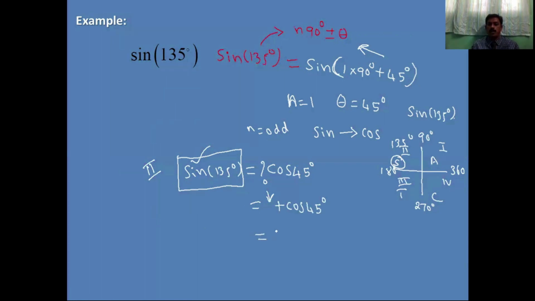Using the above table, we can write the value as 1 by root 2. Therefore, sine of 135 degrees is equal to 1 by root 2. So this is the way we can write the angles other than the table values.